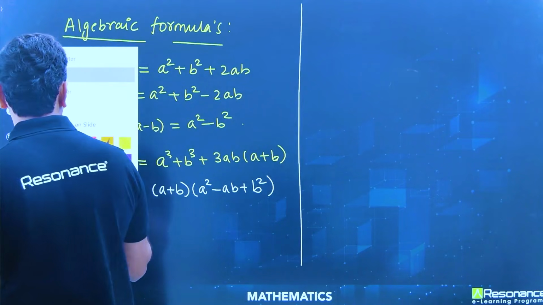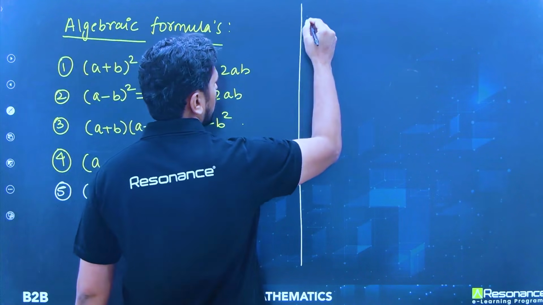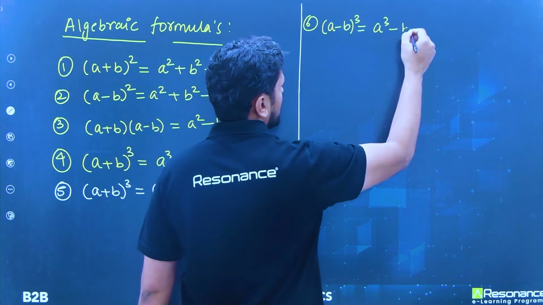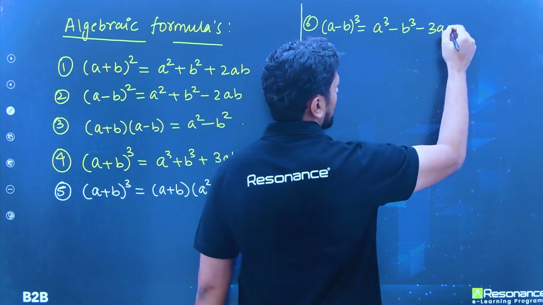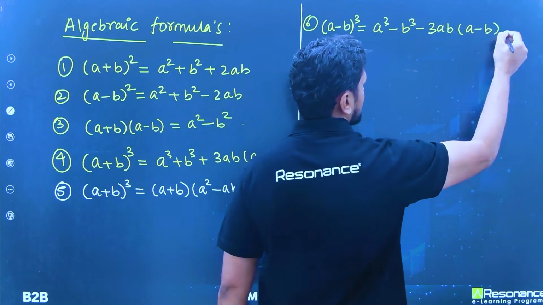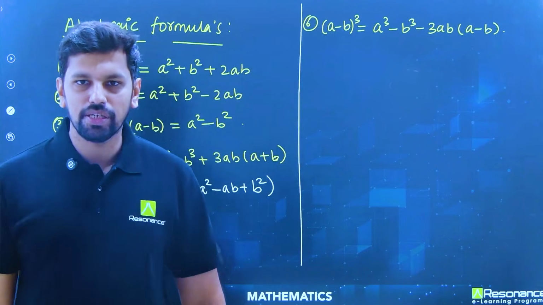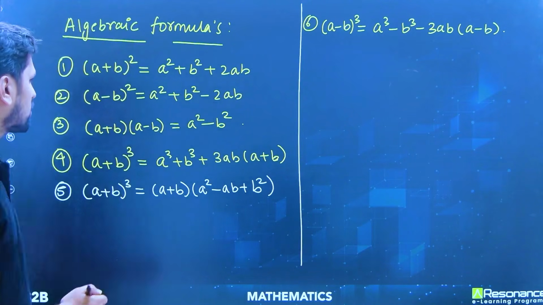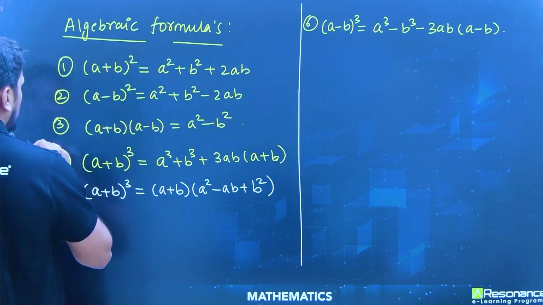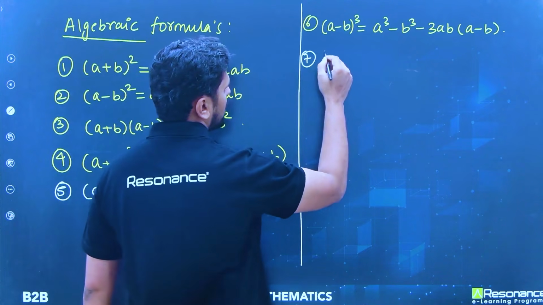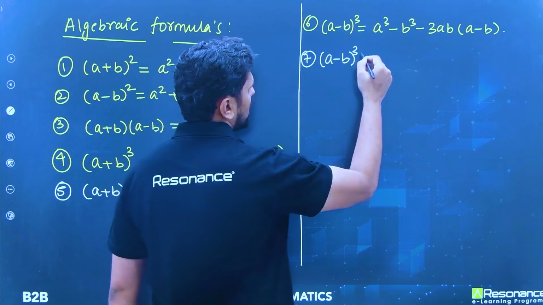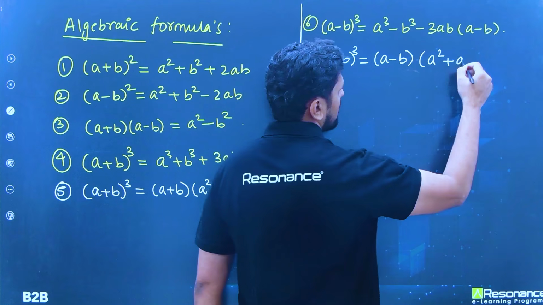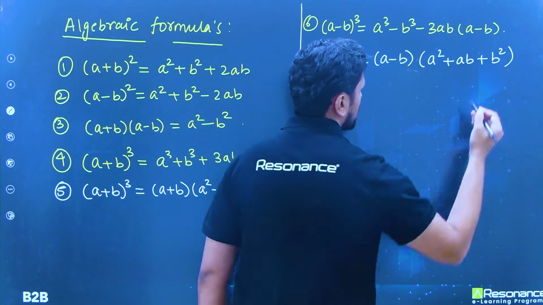(a minus b) whole cube, that is a cube minus b cube minus 3ab into (a minus b). A cube minus b cube minus 3ab into (a minus b). Correct? Now for same formula we have a different one. (a minus b) whole cube, that is (a minus b) into (a square plus ab plus b square).